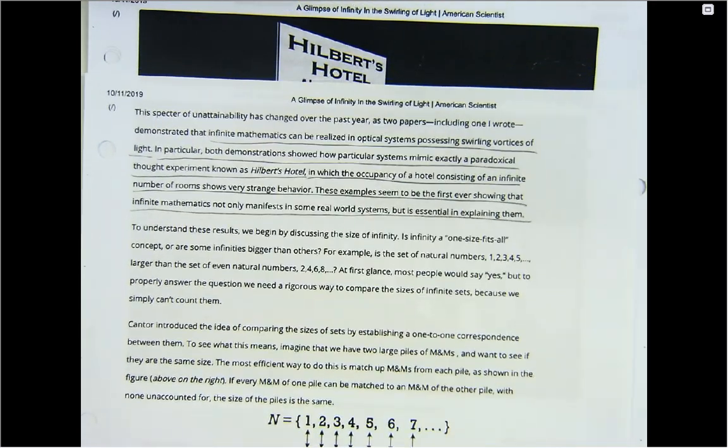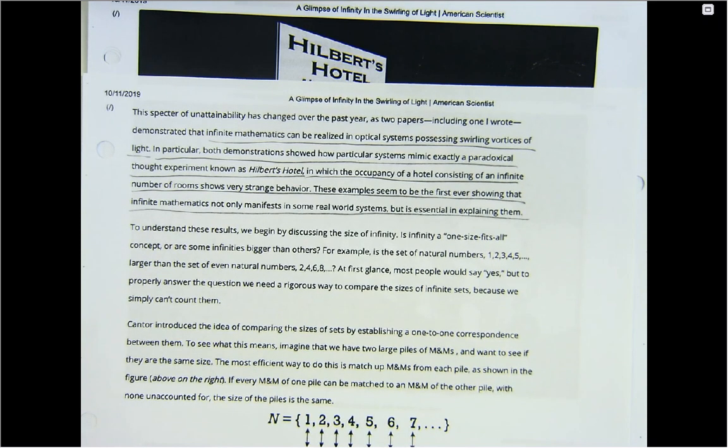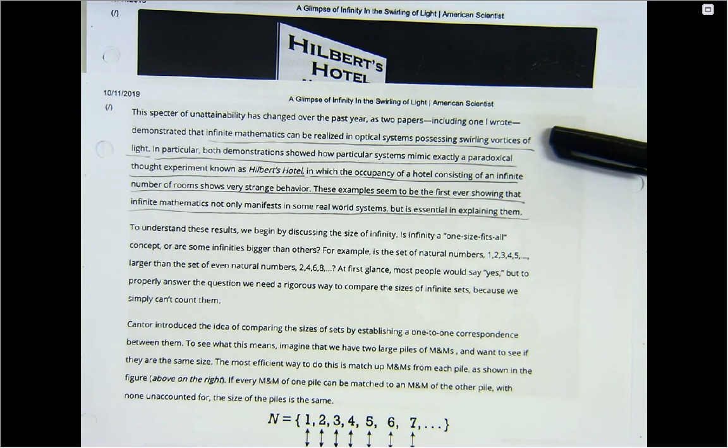So the author is looking at set theory as an application of light, looking at optics. In particular, looking at light, you can see light as a wave. It has properties of waves and properties of particles. So the author writes, infinite mathematics can be realized in optical systems possessing swirling vortices of light. In particular, both demonstrations showed how particular systems mimic exactly a paradoxical thought experiment known as Hilbert's Hotel.